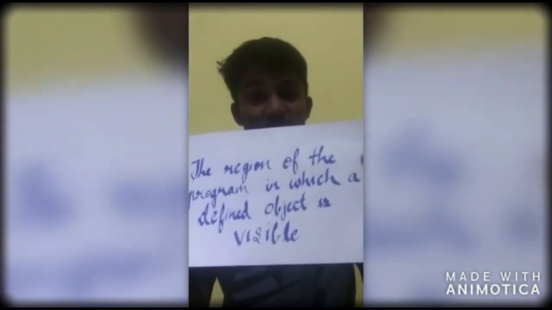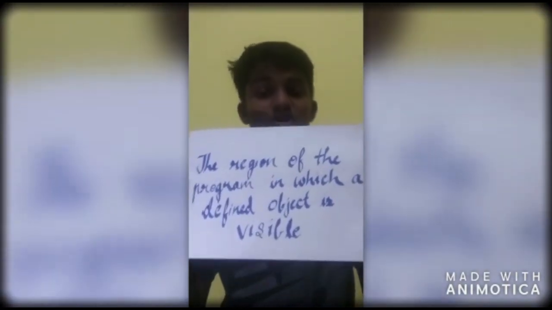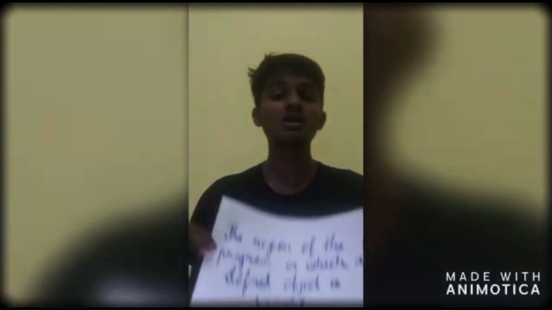from the data type. A scope is the region of the program in which a defined object is visible. So, for example, our stomach is the region of our digestion process, and the food we have in our stomach can be called an object.